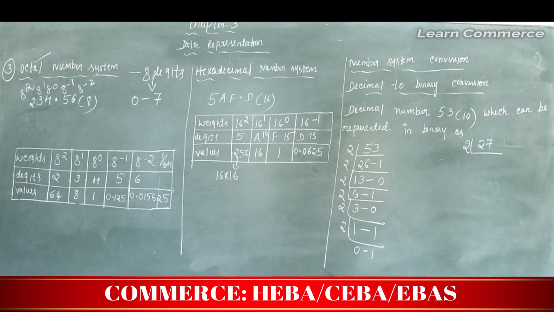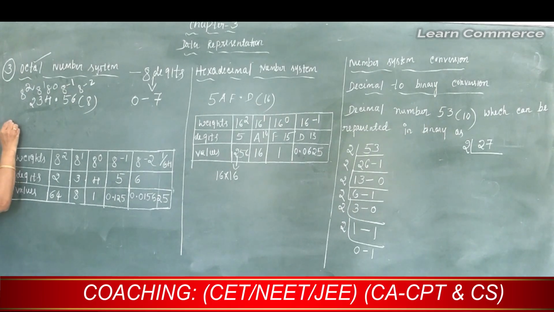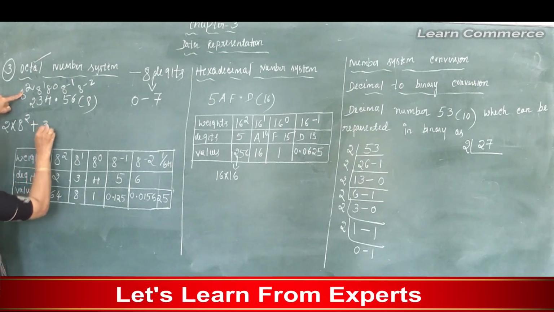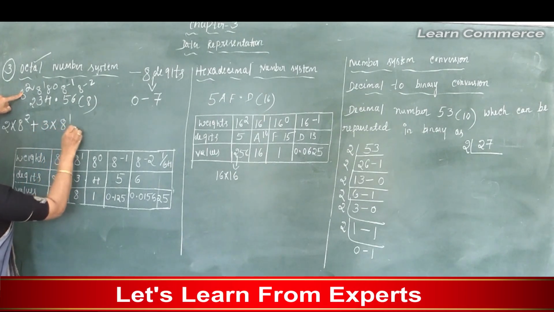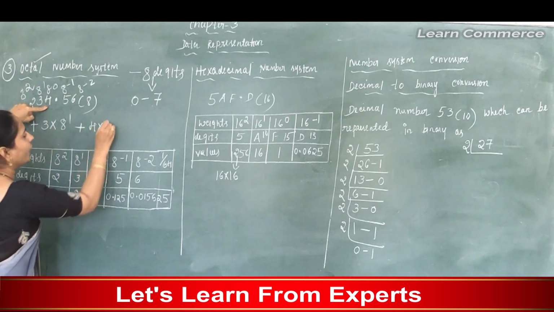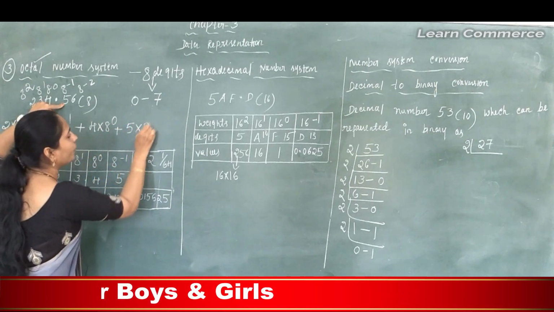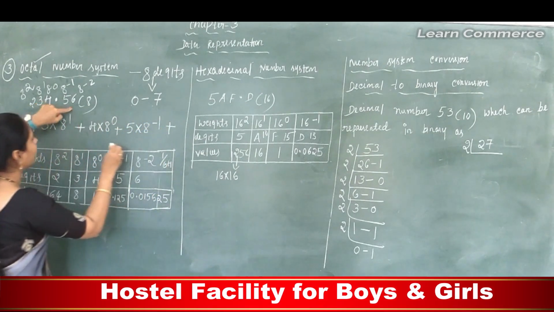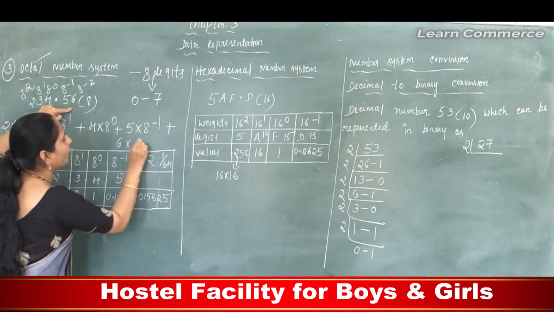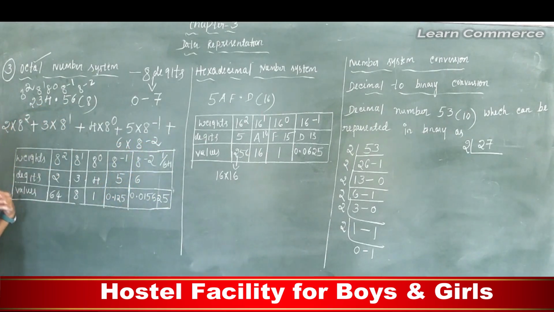So which can be represented as 2 into 8 to the power of 2, plus 3 into 8 to the power of 1, plus 4 into 8 to the power of 0, plus 5 into 8 to the power of minus 1, plus finally 6 into 8 to the power of minus 2. Correct, no?